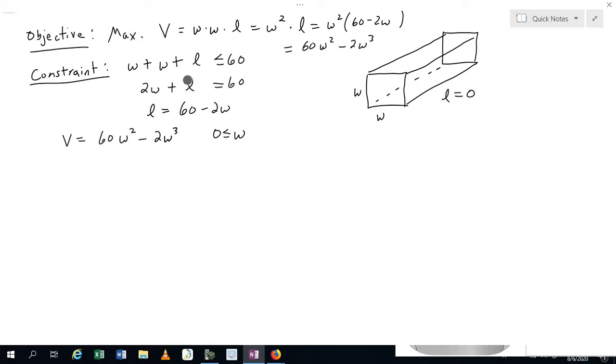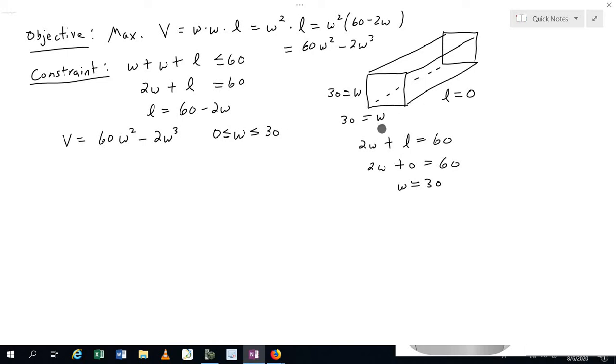Okay, so if you let L go to 0, let's go back to this equation here. 2W plus L equals 60. If L is 0, which is the smallest this length could be, then that means W would be 30, right? Just divide both sides by 2. So if L is 0, that means you would have a base that looks like 30 by 30. So that's the biggest W could possibly be.